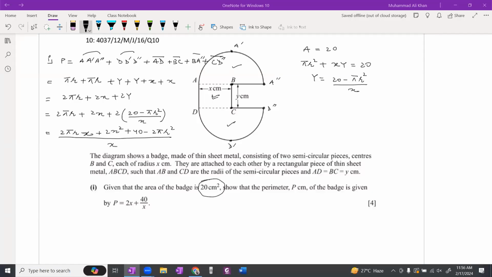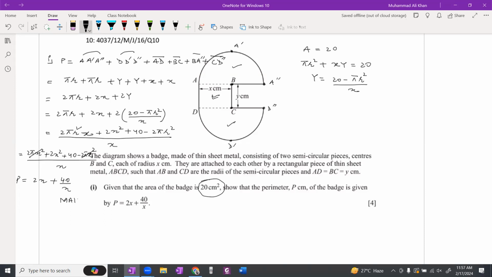Now, in this, what is this r? This r is basically the radius, which is x. So what has happened here? 2 pi x square plus 2x square plus 40 minus 2 pi, in place of radius, again x square, upon x. 2 pi x square cancel out. What is left? 2x square plus 40 upon x. If we break the LCM, which is 2x plus 40 upon x. This is the result of perimeter which we have to prove.